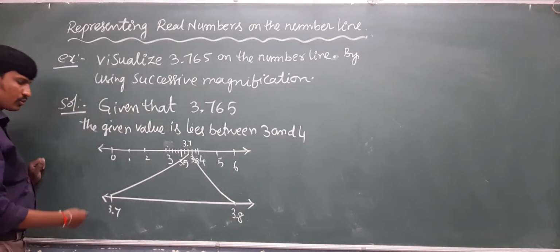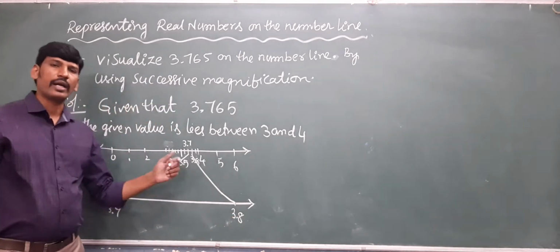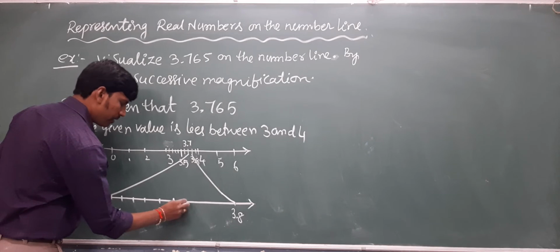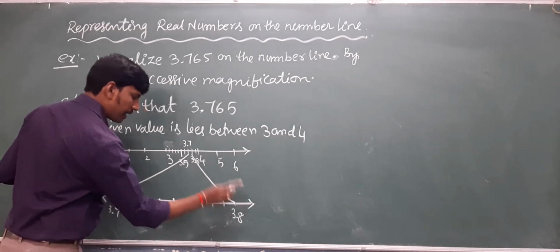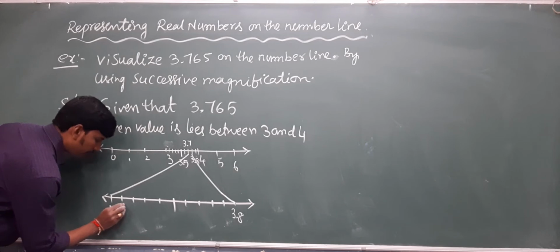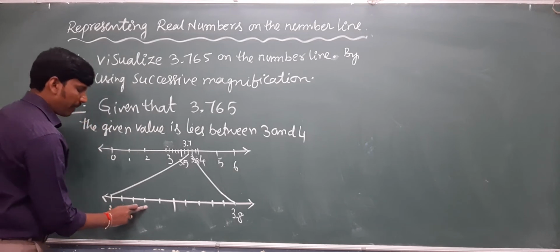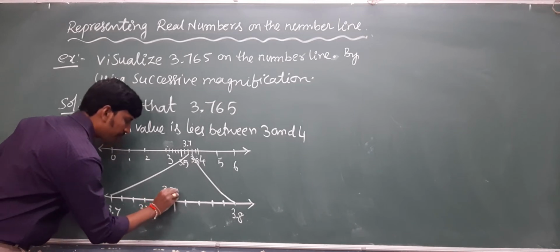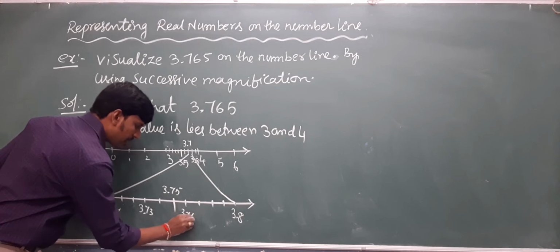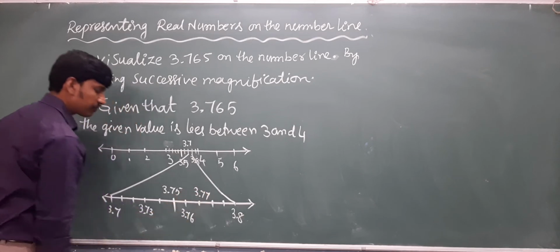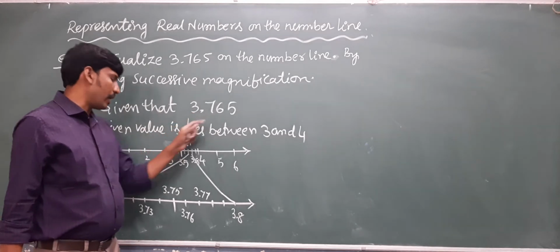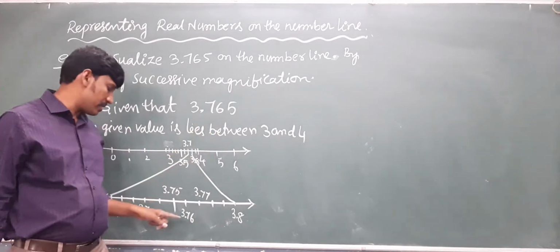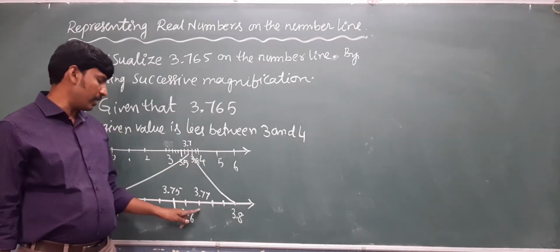So now again in these two numbers 3.7, 3.8, you have 10 more lines. 1, 2, 3, 4, 5, 6, 7, 8, 9 and 10. Clear? So this will become 3.71, 3.72, 3.73, 3.74, 3.75. This is 3.76. Now this is 3.77. So after 7 you will be having 6. So 3.765 lies between 3.76 and 3.77. In between these two. Clear?